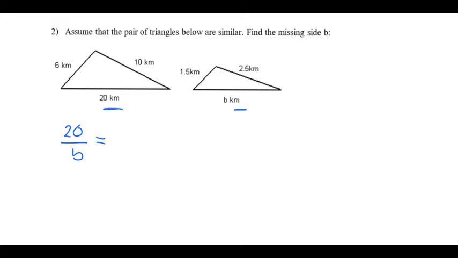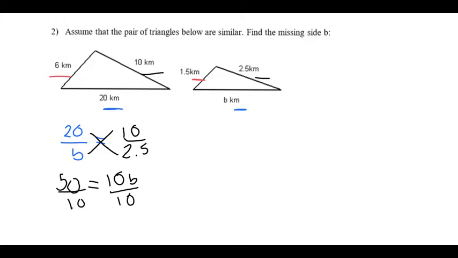All right. And then I need a pair of sides where I know it. So I can either use like the 6 kilometers and the 1.5 kilometers, or I could use 10 and 2.5. It doesn't matter which one we use. Let's go ahead and we'll do the 10. Because the 10 is with the 20, I'll put it on top, and then I'll put my 2.5 on the bottom. So cross multiply, and when I do that, 20 times 2.5 will give me 50. And then b times 10 will be 10b. Divide by 10, so b equals 5. And that's all you have to do.